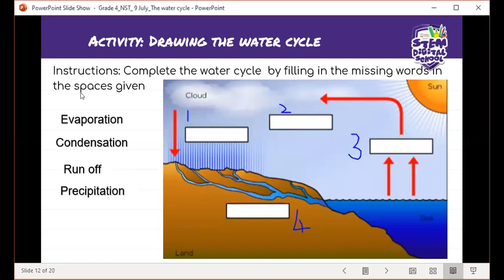Okay, so guys, instructions. Next, complete the water cycle by filling in the missing words in the spaces given. So we have the spaces here, which is labeled 1, as you guys can see it here. Then we have 2 here, 3, and 4. So guys, we're gonna use the group chat now. Evaporation. Would evaporation be on number 1, 2, 3, or 4? So I need you guys to send through your answers in the group chat. Okay, so I see Zoe says 3, Unati 3, Dante 3.